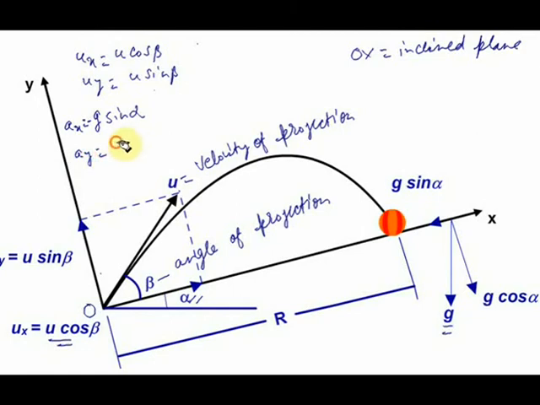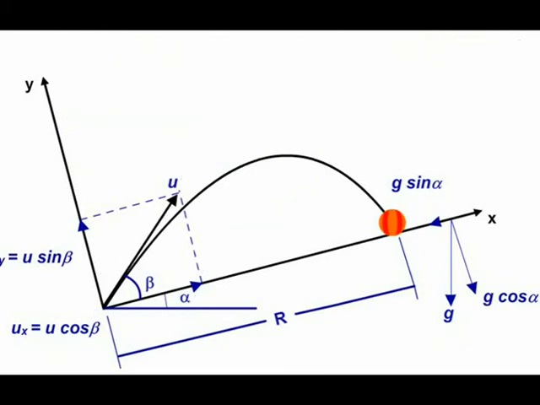Similarly, ay would be minus g cos alpha, because direction above the plane OX is taken as positive and the direction of g cos alpha is below that plane, so ay is negative. So now we have the velocity and acceleration along x and y direction. Again note that x direction is along the plane and y direction is perpendicular to the plane.